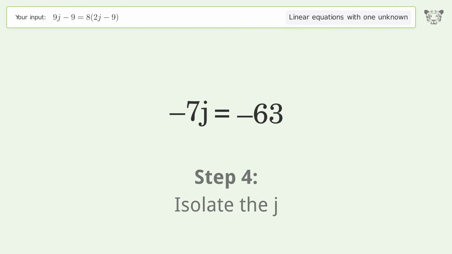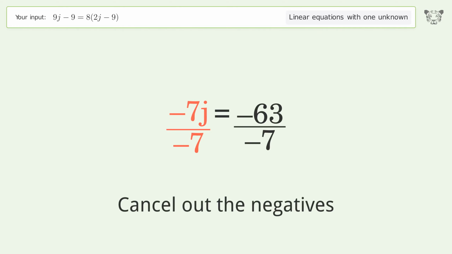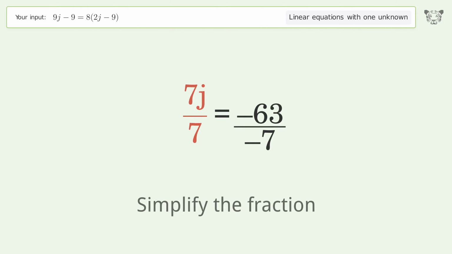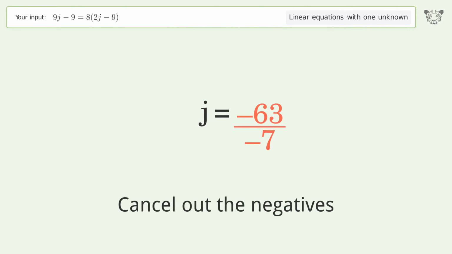Isolate the j. Divide both sides by -7. Cancel out the negatives. Simplify the fraction. Cancel out the negatives.